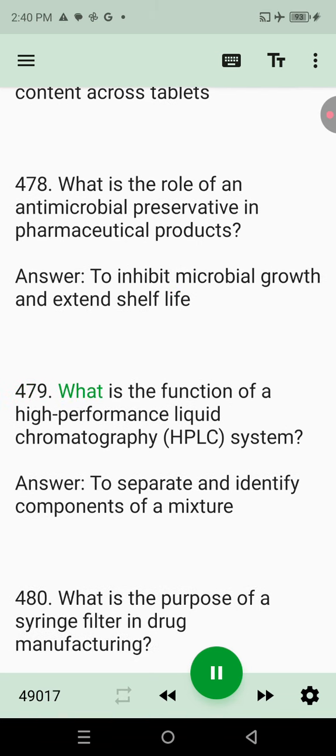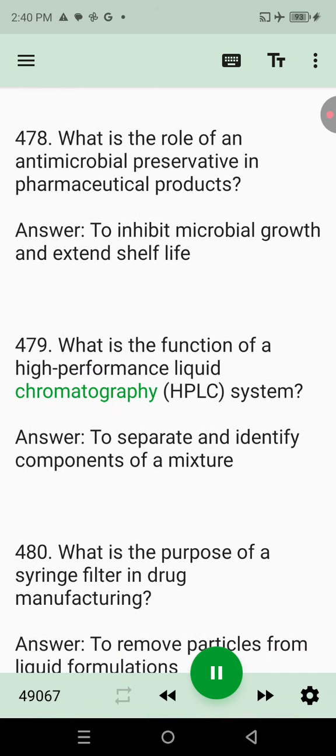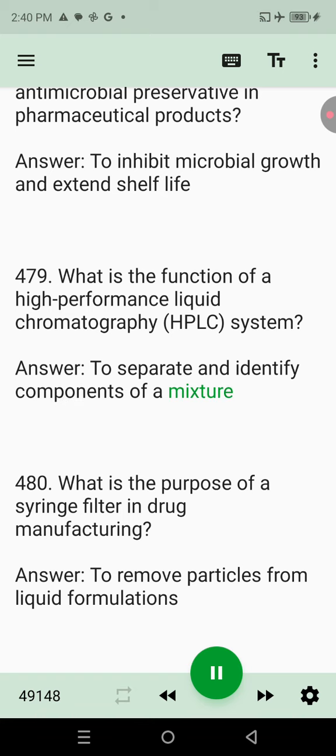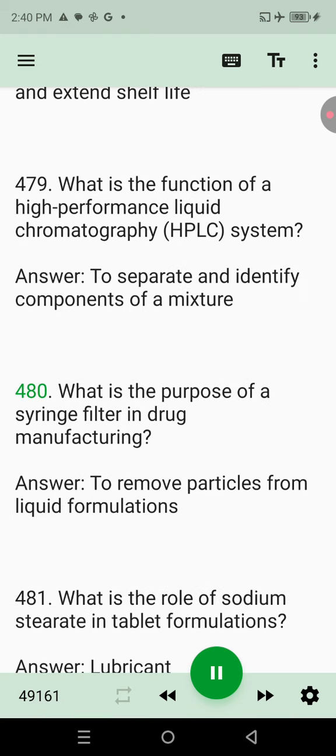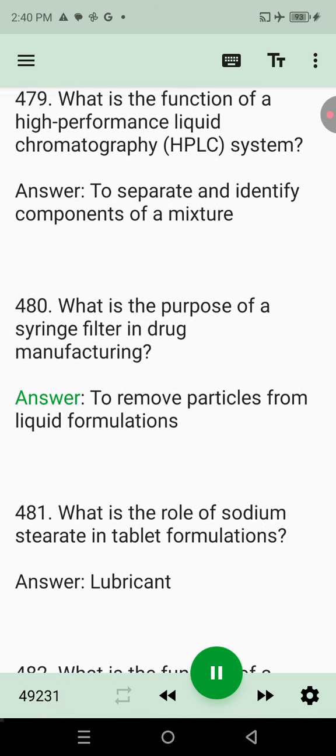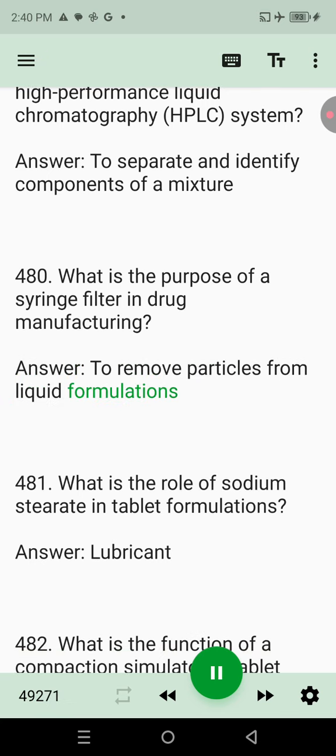479. What is the function of a high-performance liquid chromatography (HPLC) system? Answer: to separate and identify components of a mixture. 480. What is the purpose of a syringe filter in drug manufacturing? Answer: to remove particles from liquid formulations.